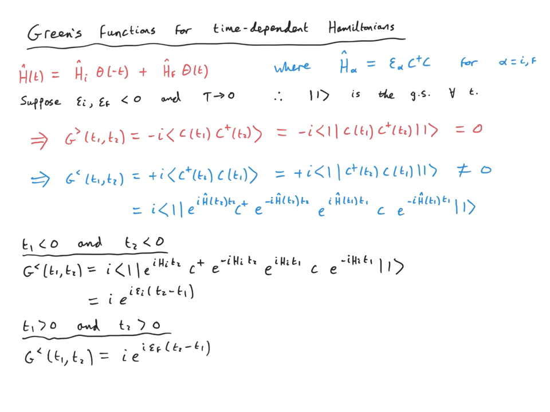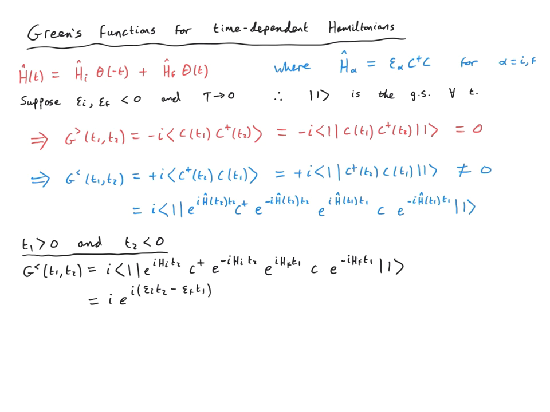Exactly the same logic holds when both t1 and t2 are greater than 0. Here, the system is evolving under the final Hamiltonian H_f, which is time-independent. The Green's functions therefore look exactly the same, except we simply replace epsilon_i with epsilon_f. The more interesting case arises when t1 and t2 have different signs. For example, let's look at the case when t1 is greater than 0, that's after the quench, and t2 is less than 0, before the quench.